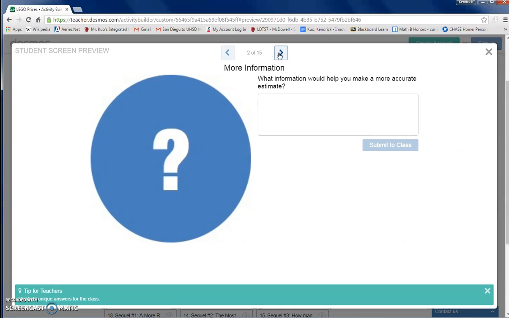Slide 2 says more information. What information would help you make a more accurate estimate? This is also a good slide because in a real world setting there are more than 2 variables that we always have to deal with. So you might want to say, is the Star Wars movie just released? How hot are these Star Wars toys? Is it a very popular item, etc. So you want to make some other informative and inquisitive questions so you can help create a more accurate answer.